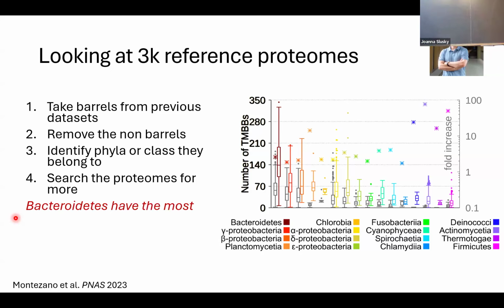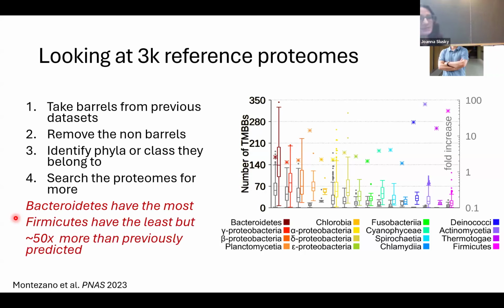And then actually gamma proteobacteria is the next. Those are the kind that are most commonly studied in labs. Firmicutes have the least, but we're getting 50 times more than previously predicted. So lots and lots of beta barrels.